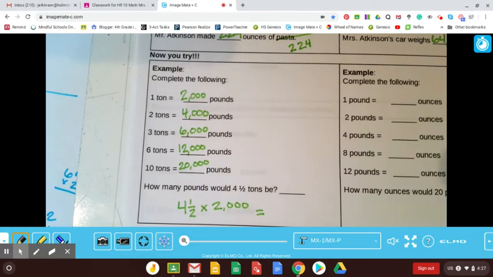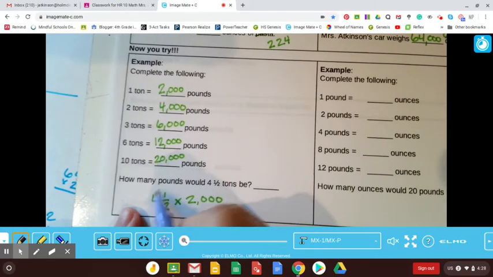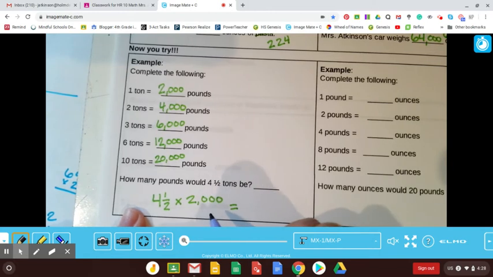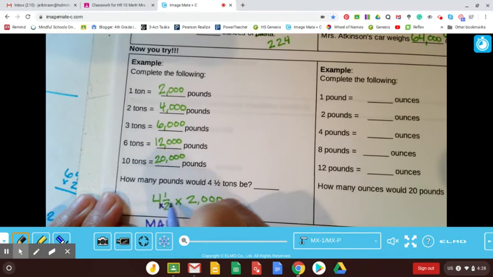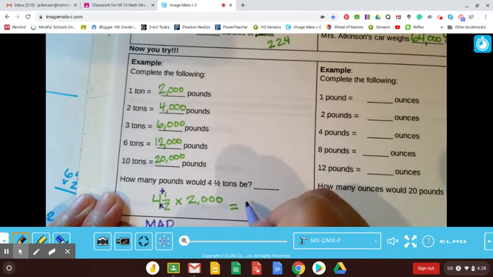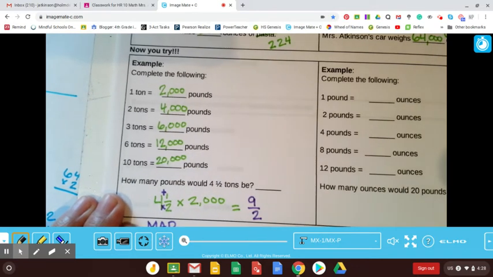And what does that equal? All right, few things here. 4.5, I would like to convert that to an improper fraction to make it easier to work with. How do I do that? Remember, we get MAD, M-A-D. Multiply, add, denominator. So we're going to multiply. 2 times 4 is 8, plus 1 is 9, and we're going to use the same denominator that we already had. So 4.5 as an improper fraction is 9/2.